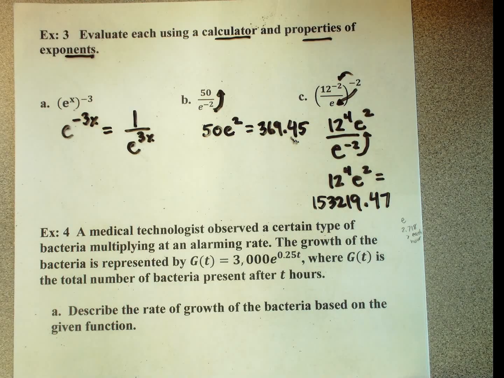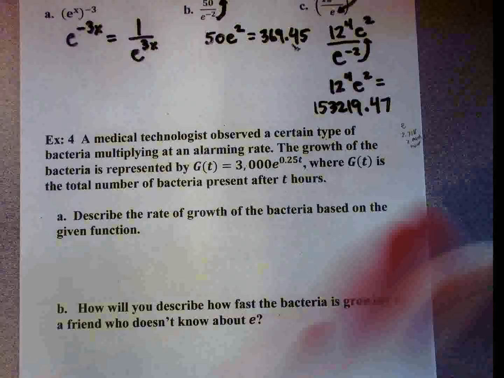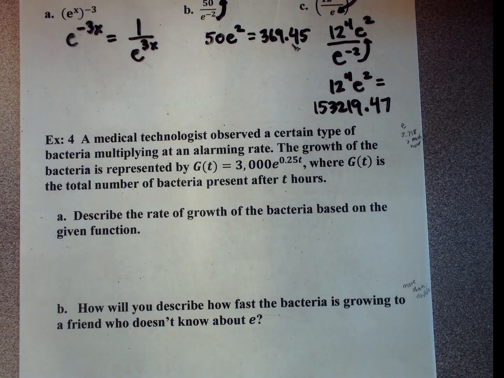Okay, the last one, let's just talk about this word problem, because there is a word problem you're going to have to kind of talk about. Especially the equation they're giving you, remembering what E represents. The medical technologist observes a certain type of bacteria multiplying at an alarming rate. The growth of the bacteria is represented by G of T equals 3,000 E raised to the 0.25 T, where G of T is the total number of bacteria present after T hours. Describe the growth rate of the bacteria based on the function.